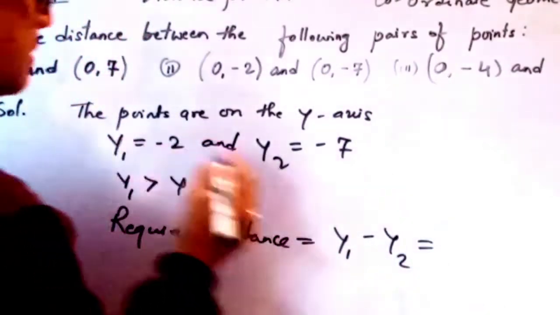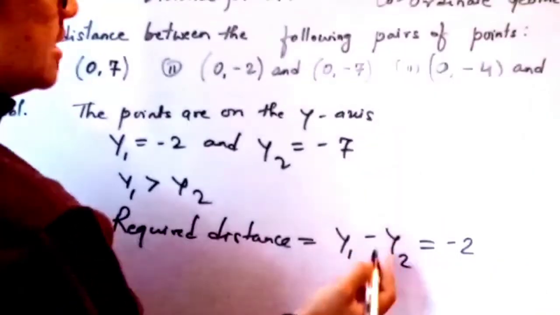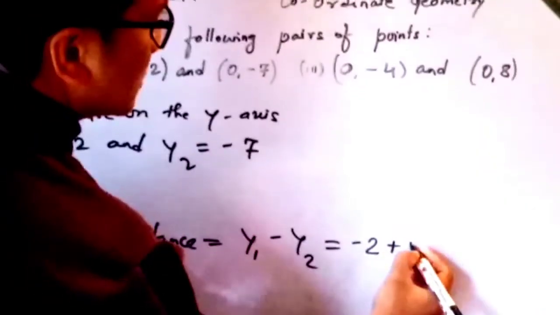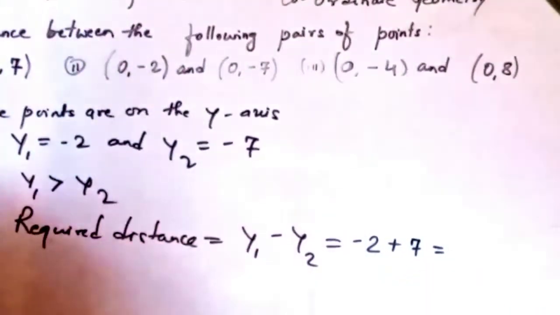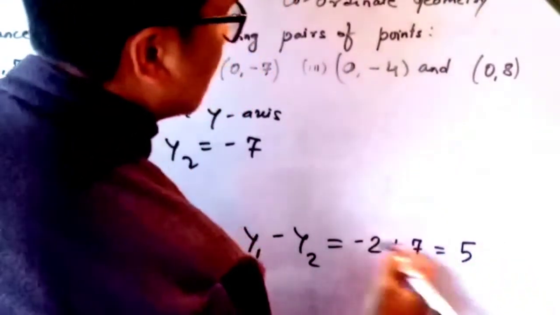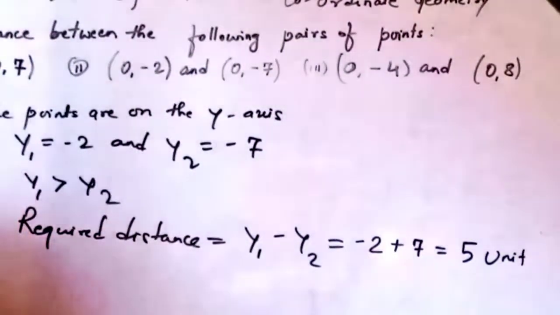Your y1 is -2. We have to write -2, and the y2 is -7. But here also minus and minus, we have to write +7. And we have to subtract these two numbers. When you subtract these two numbers, we get 7 minus 2, 5 unit. In this way, it can be solved.